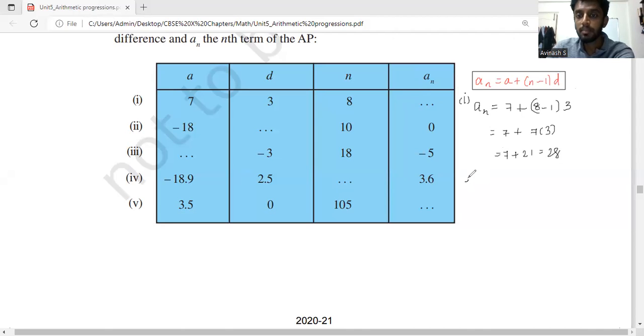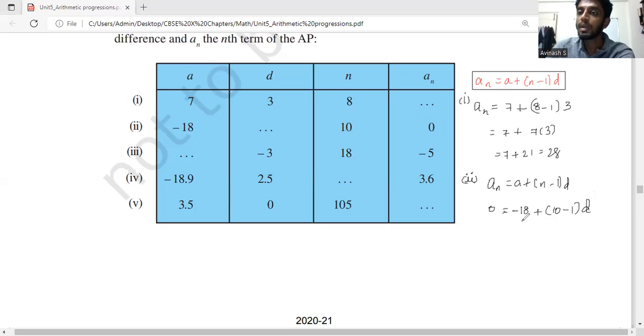When it comes to the second subdivision, in the first subdivision, we are finding the nth term and we are getting the answer as 28. In the second subdivision, again, we apply the same formula, that is a_n equal to a plus (n minus 1) into d. But unlike the first subdivision, in the second subdivision, they have given the value of a_n. As you all can see here, they have given the value of a_n as 0. a is also given, which is minus 18. n is also given, which is 10. But we don't know the value of d. So that d, we will have it as d.